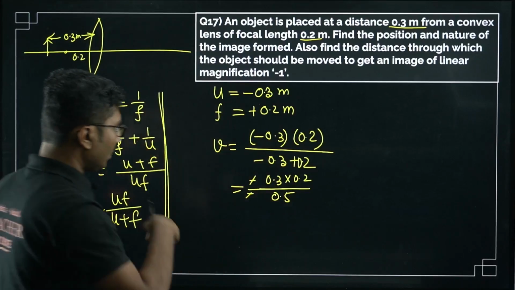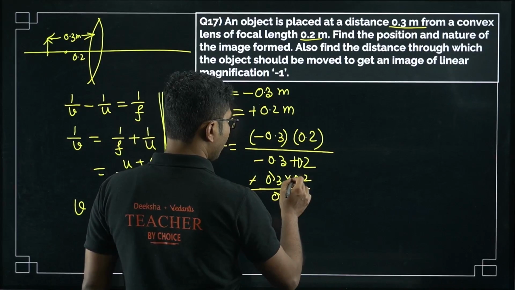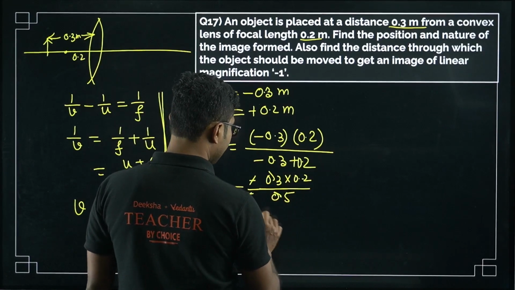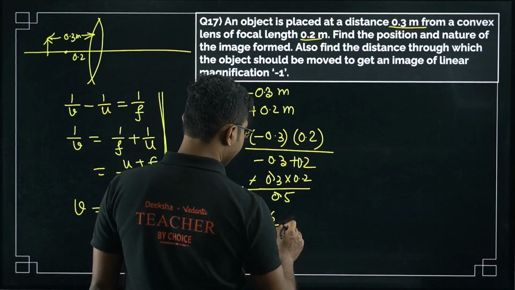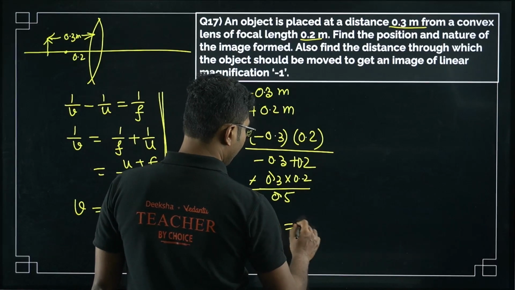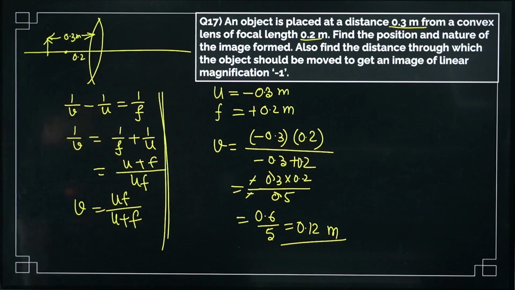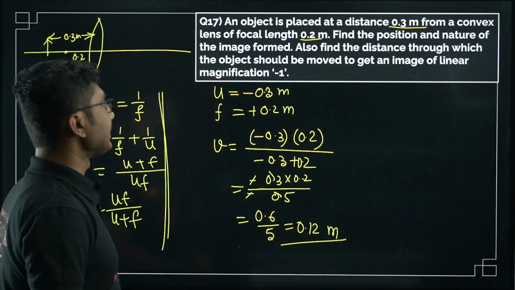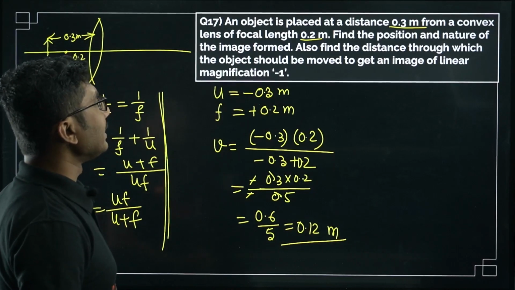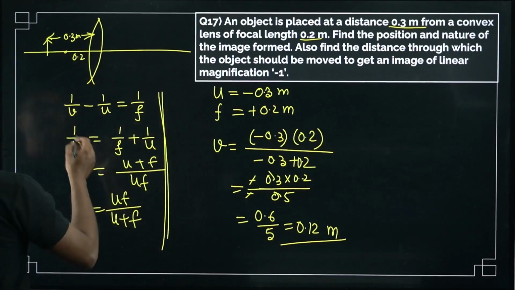Okay, so you can remove one of the decimals from the top and bottom. So 0.2 into 3, that is 0.6, divided by 5. 0.6 divided by 5 means 0.12 meter. Okay, so the image distance will be 0.12 meter. Okay, now the second part of the question says that also find the distance through which the object should be moved to get an image of linear magnification -1.